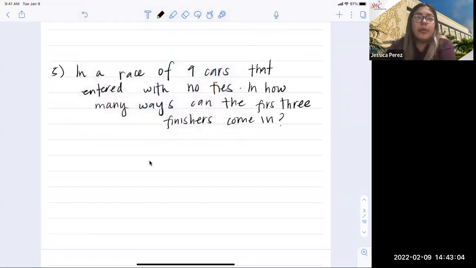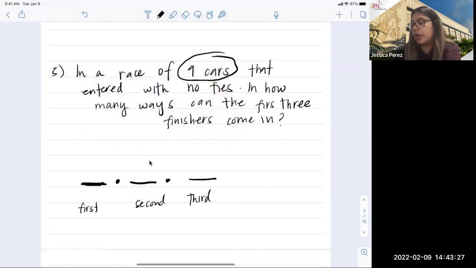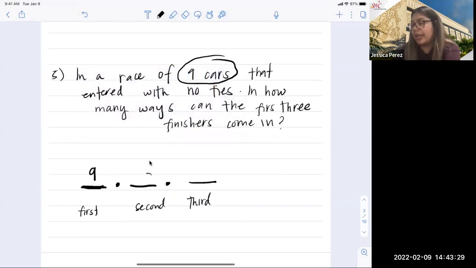So we have number 5. In a race of 9 cars that have entered with no ties, how many ways can the first 3 come in? So you have first place, second place, third place. Well, we started with 9 cars, and then 8 cars, and then 7 cars. So it's 9 times 8 times 7.